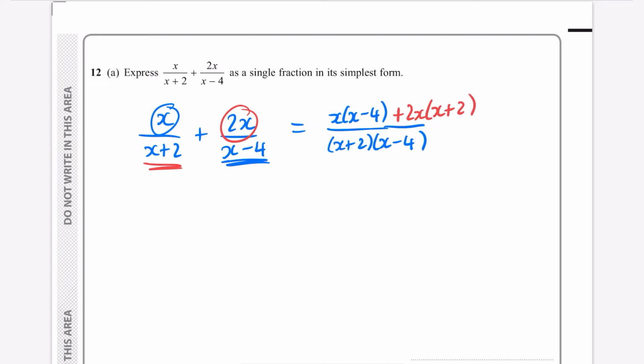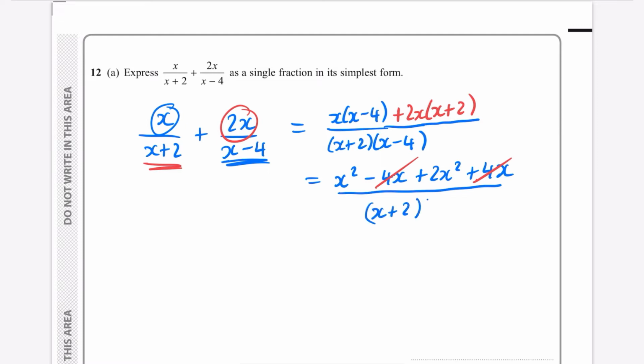Now I'm going to just go about by expanding everything on the top, see if we can do any simplifying. So we get x squared minus 4x plus 2x squared plus 4x. Okay, that seems pretty good because you can see here the 4x and the 4x are going to cancel. Obviously, I've still got my denominator, which is still our x plus 2, x minus 4. Now, I'm not going to expand that. The reason I'm not going to expand that is because the numerator just simplifies to 3x squared.